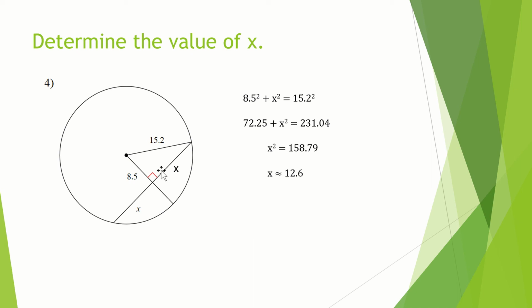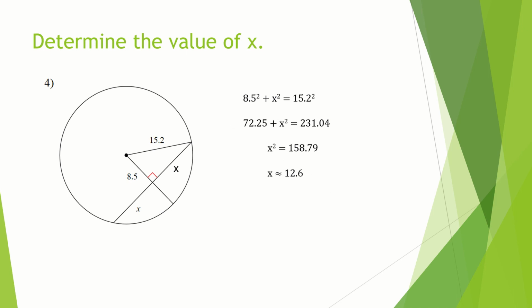Okay, so 12.6 is going to be this distance right here, which kind of makes sense because in a right triangle, the hypotenuse is the largest side. So if you got something larger than 15.2, that wouldn't make sense. So that's that solution right there.